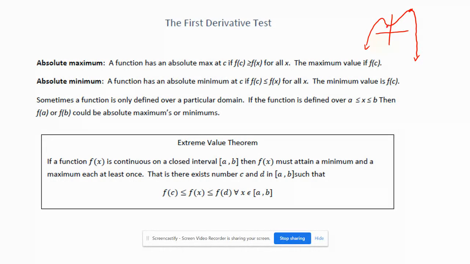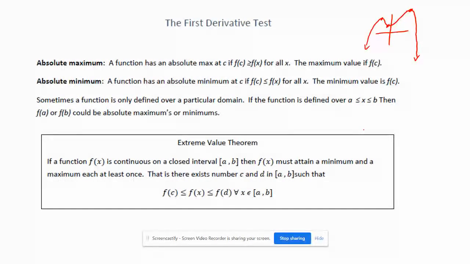Now this point over here is what we call a local minimum. This point is smaller than all of the points around it, but it's not the smallest point overall. Same thing, this point is what we call a local, or sometimes a relative, maximum as well. It's bigger than the points around it, but it's not the biggest point overall. This is the absolute max, this is a relative max, this is a relative min. So here are the definitions of absolute max and absolute min.